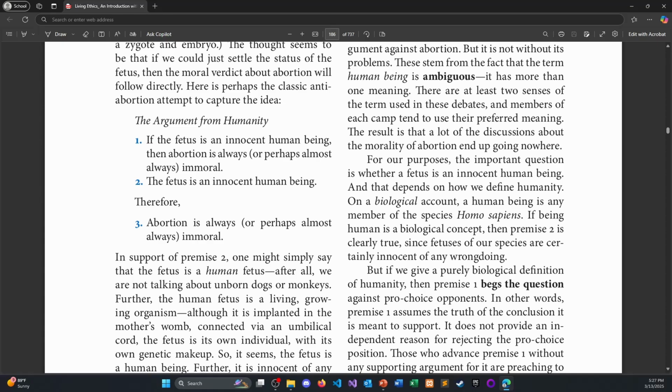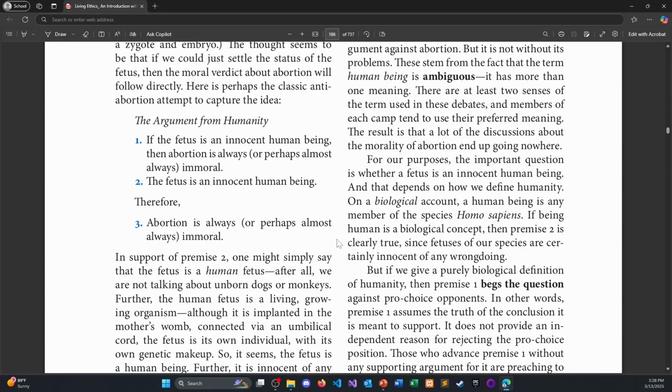How do we get there? We get there by saying if a fetus is an innocent human being, then abortion is always, or perhaps almost always, immoral, and the fetus is an innocent human being. So these would be support for the conclusion that's plausible, because we generally think that it's immoral to kill human beings. So this argument is taking advantage of our intuition that killing human beings is bad.